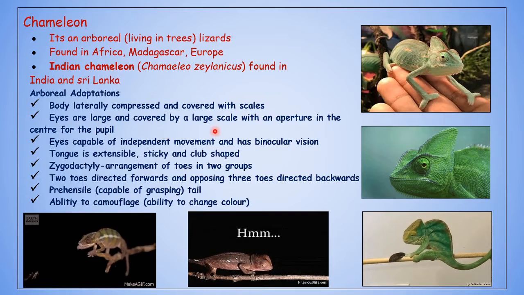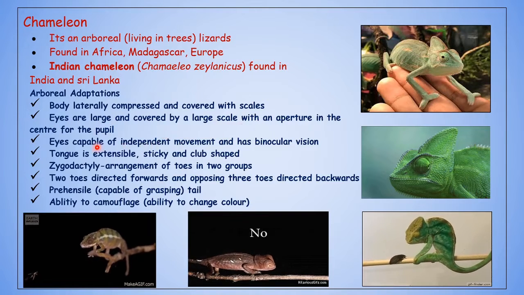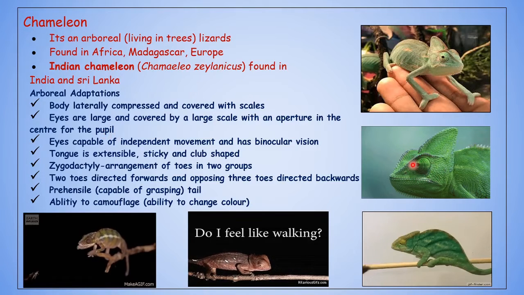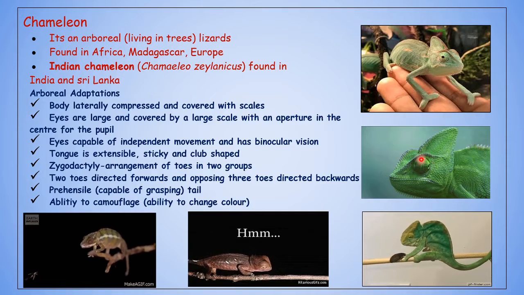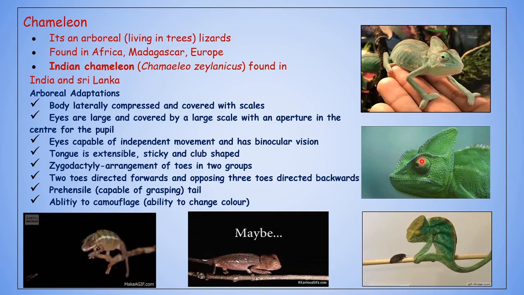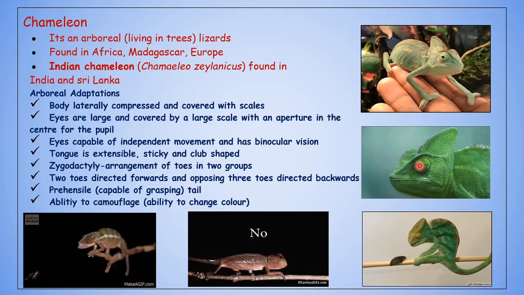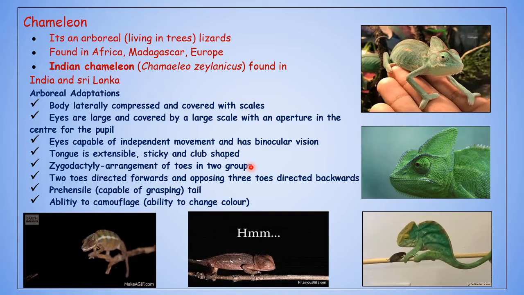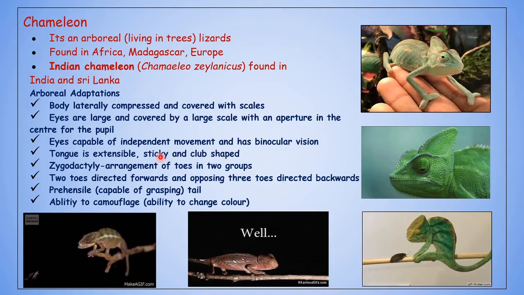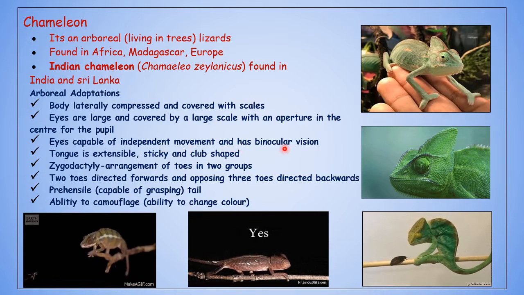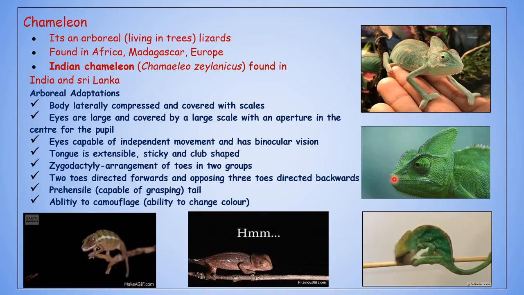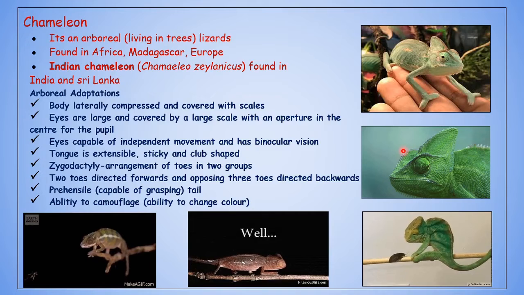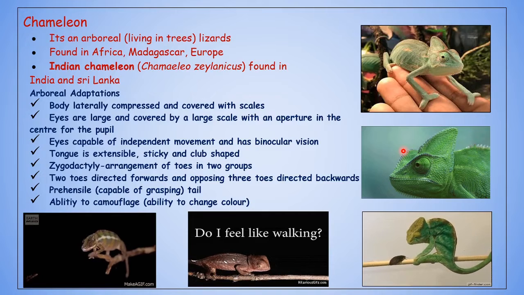The eyes are large and covered by a large scale with an aperture in the center for the pupil. The green color you see here is the scale, and in the center you can see the opening for the pupil. The entire eye is covered by the scale, except a point in the center. The eyes are capable of independent movement and of binocular vision. Independent means that if one eye is moving in a clockwise direction, the other eye can move in another direction.